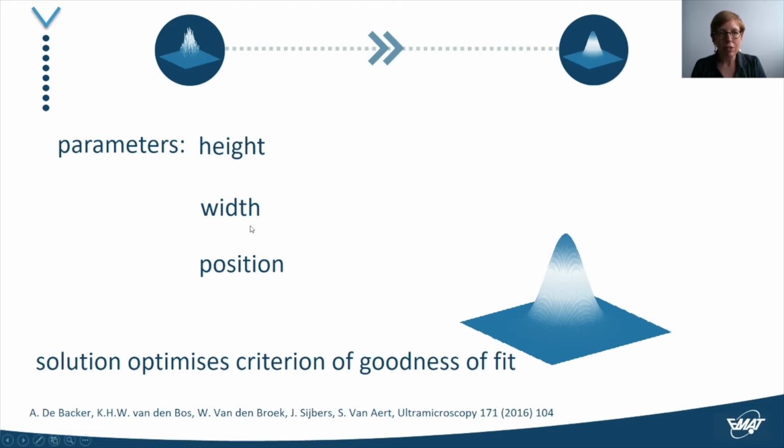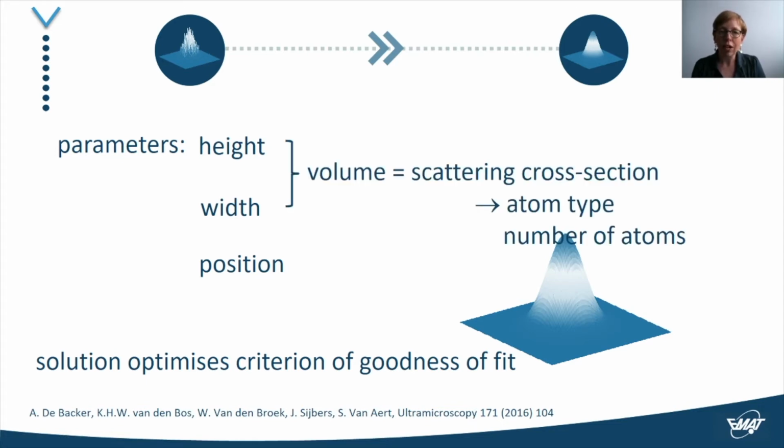The estimated position results in quantitative measurements for the atomic column positions, and based on the height and width, the volume under each Gaussian function can be estimated. This is a so-called scattering cross-section, which for STEM imaging is very sensitive for the atom type and number of atoms in a column.